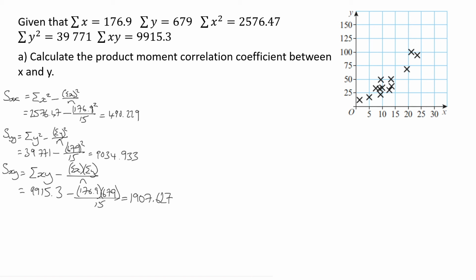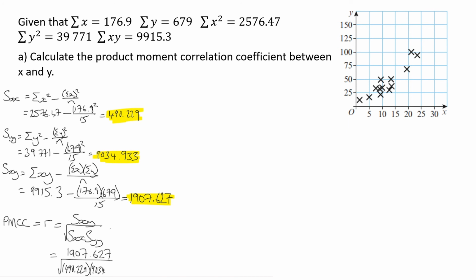1,907.627. Okay, the formula for R, using these three, the formula for R, the PMCC, is S of XY over the square root of S of XX, S of YY. So that's 1,907.627 in the numerator, and our denominator is going to be the square root of 490.229 times 9,034.933. Okay, so just some sensible things. I know that this is going to be a positive result. Looking at the diagram, we also had positive gradient. So substitute those in, and we get our R value.